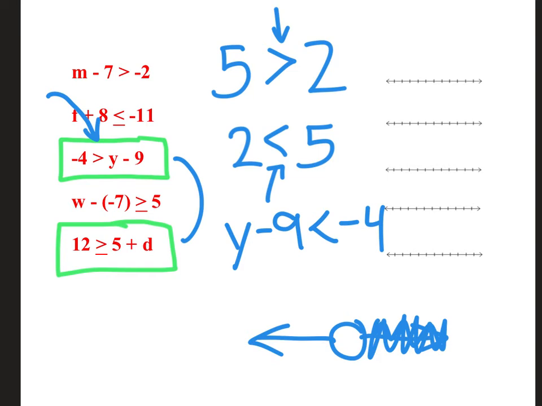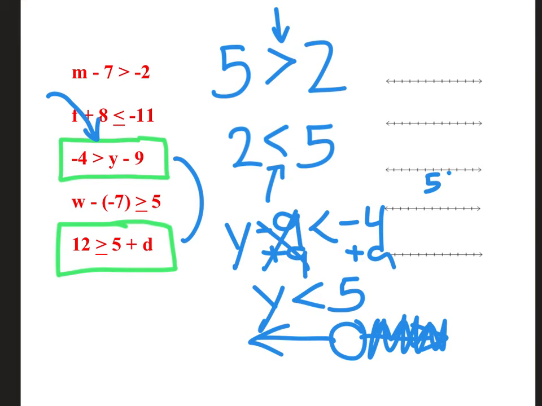So now I would add 9 to both sides to get rid of that. Those cancel out, and I'm left with y is less than +5. So I'd put 5, I'd put 6, put 4. At 5, it's not filled in, and everything to the left of that works.